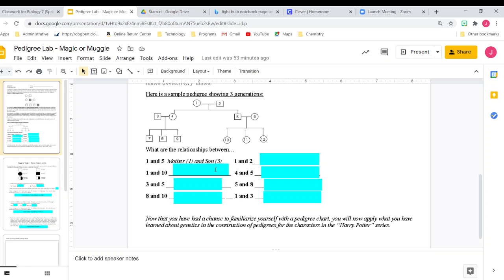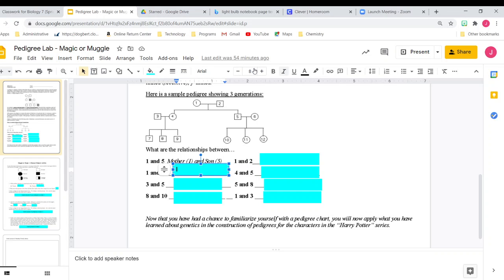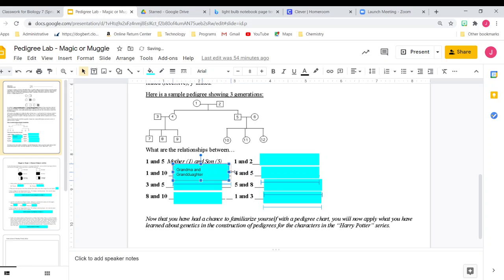So you can go ahead and click in here. If it's not set to 8, go ahead and set it. You need it smaller. But grandma and granddaughter. And if you need to make the box a little bigger, you can. Okay? All right, then we're going to look at 3 and 5.